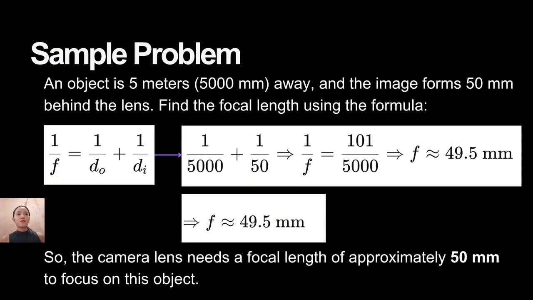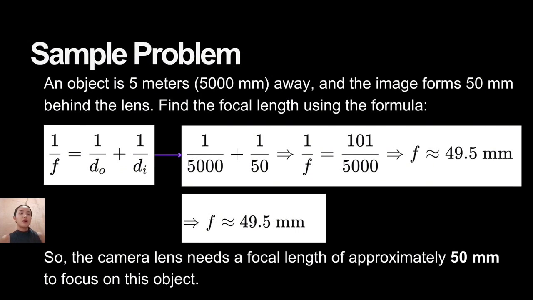So, a sample problem. An object is 5 meters or 5,000 millimeters away and the image forms 50 millimeters behind the lens. Find the focal length using the formula. We have our given: the object is 5,000 millimeters away and the image formed behind the lens is 50 millimeters. So we substitute that into our formula.